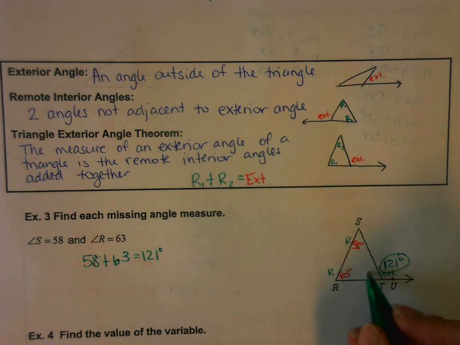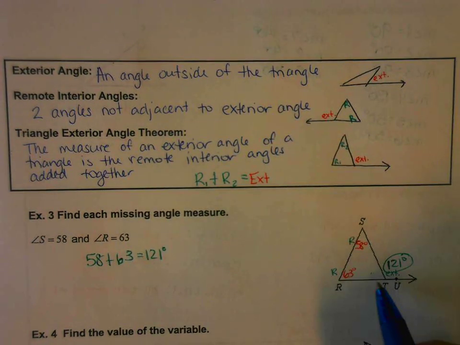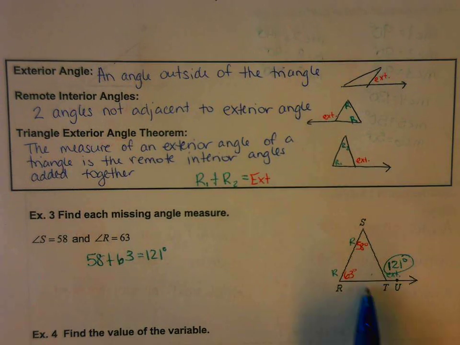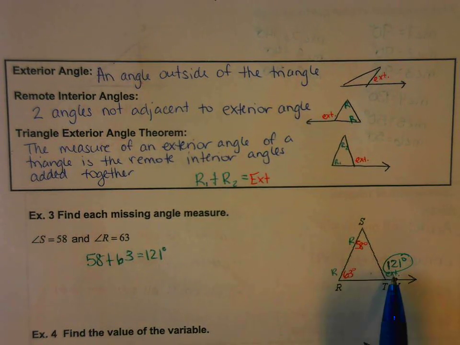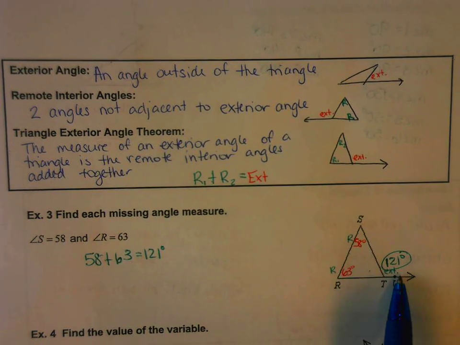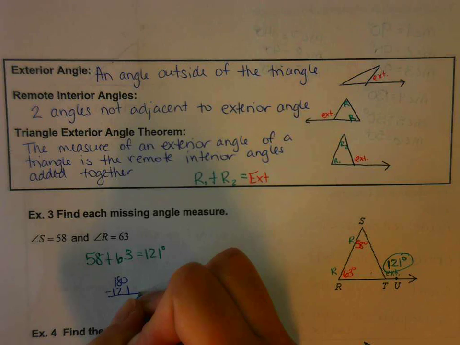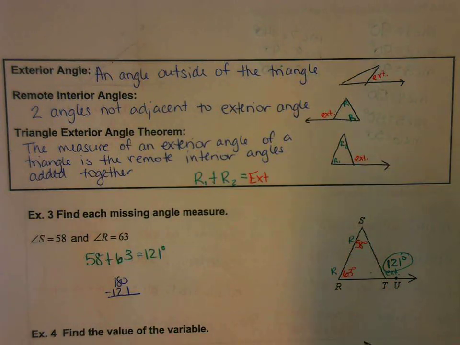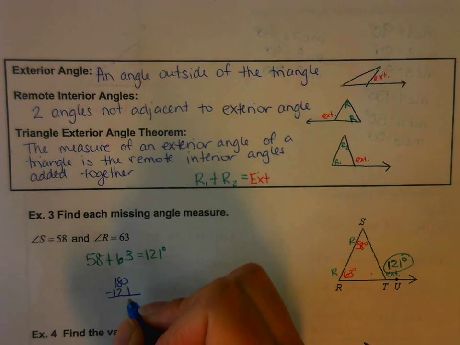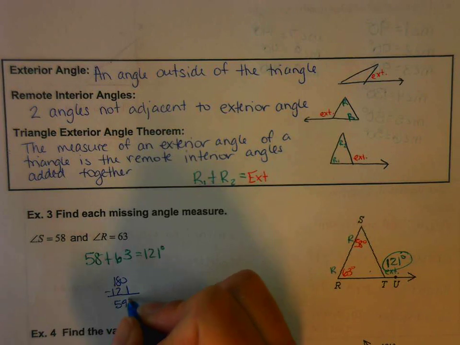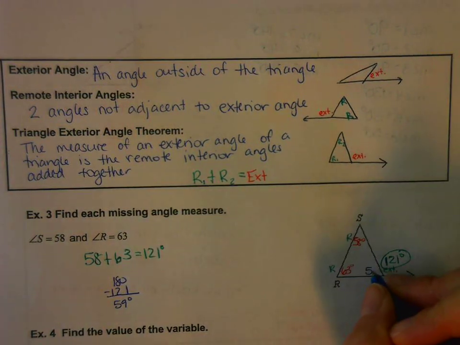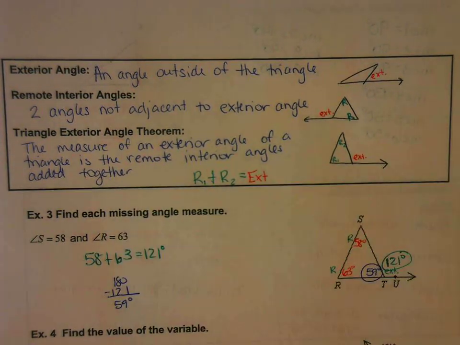So to find my last interior angle, I know that these two angles are supplementary. They create a straight angle. A straight angle means these two have to add together to be 180. So if I take 180 and subtract 121, what do we get? We get 59 degrees. So this last angle inside is 59 degrees.